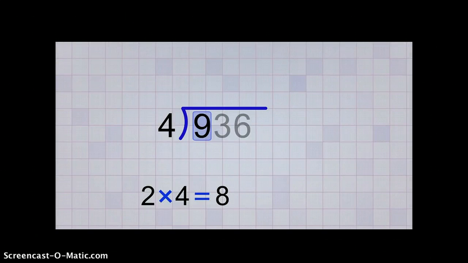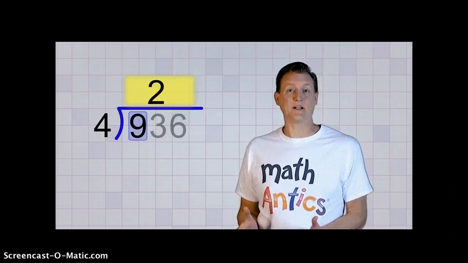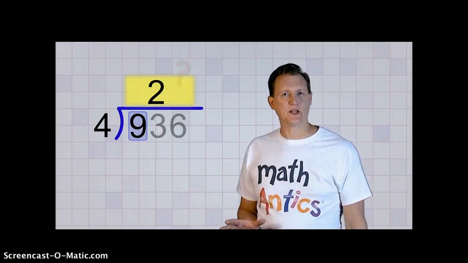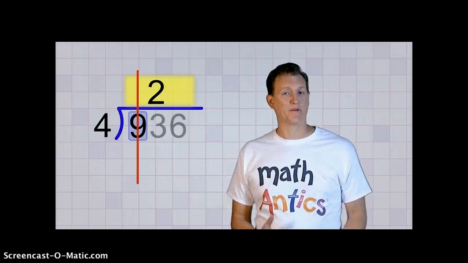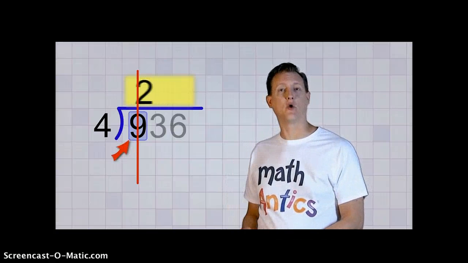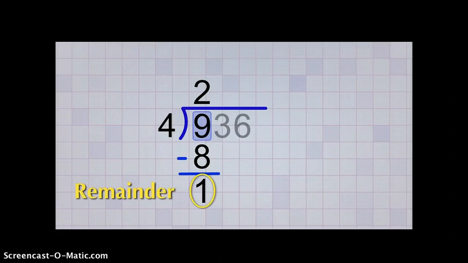So just like before, we put the 2 in our answer spot on top of the line. But wait a minute, there's a lot of room up there. Where exactly do we put it? Well, the answer digit should always go directly above the digit we're dividing. Since we're dividing the digit 9, our 2 should go right above the 9. Okay, now we multiply. 2 times 4 is 8, and the 8 goes below the 9 so that we can subtract to get our remainder. 9 minus 8 is 1, so our remainder is 1.